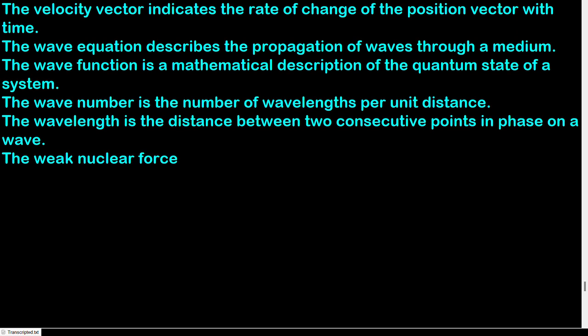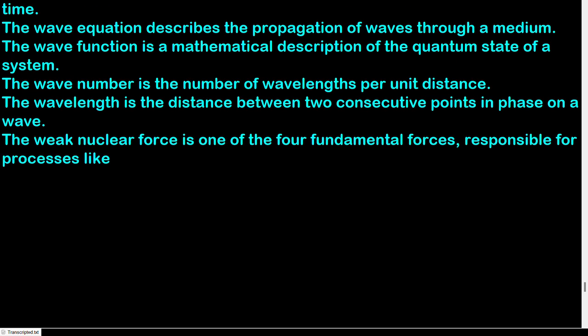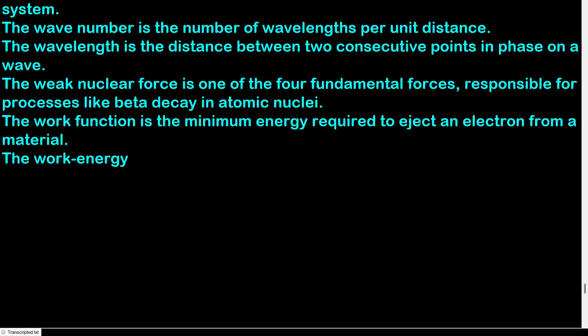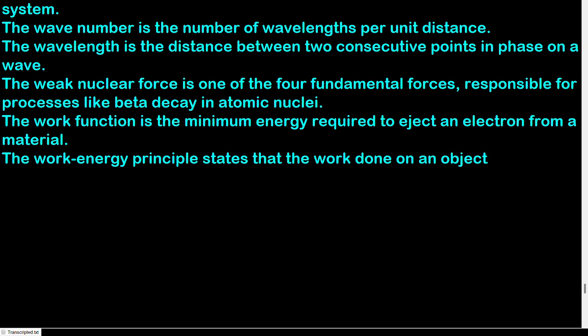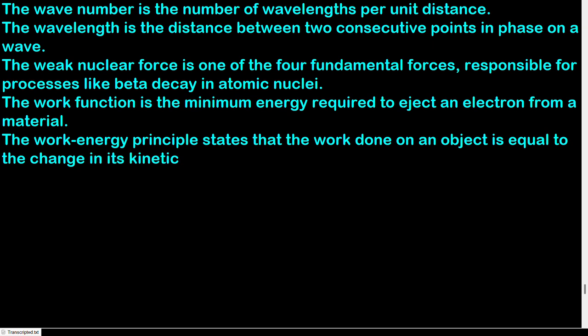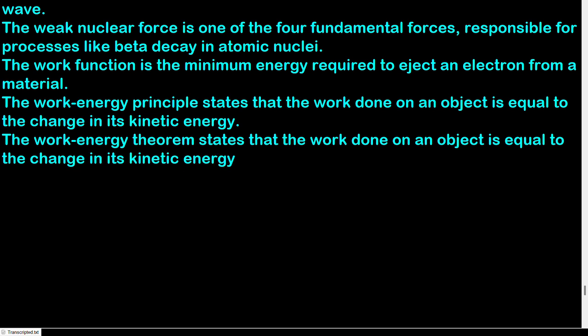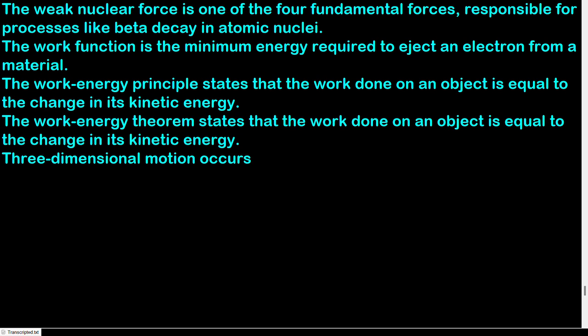The weak nuclear force is one of the four fundamental forces, responsible for processes like beta decay in atomic nuclei. The work function is the minimum energy required to eject an electron from a material. The work energy principle states that the work done on an object is equal to the change in its kinetic energy. The work energy theorem states that the work done on an object is equal to the change in its kinetic energy. Three-dimensional motion occurs in space, involving three axes.